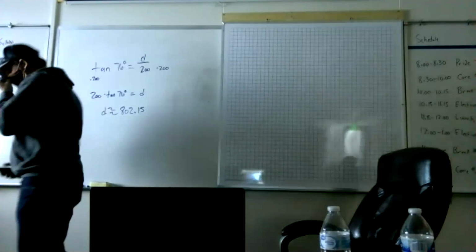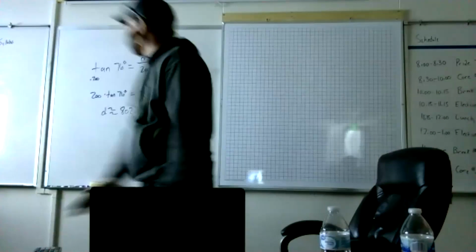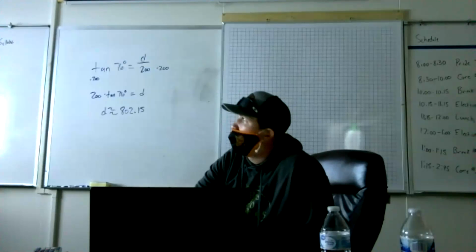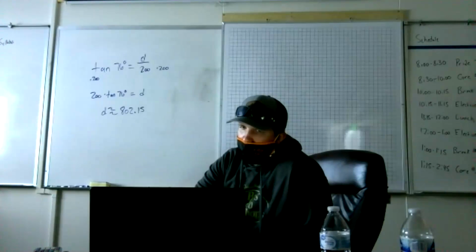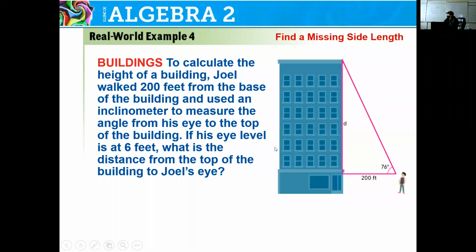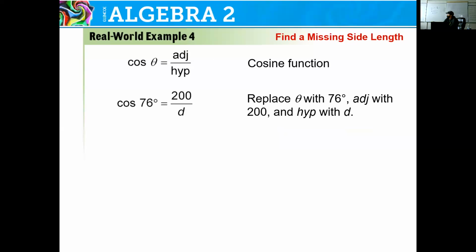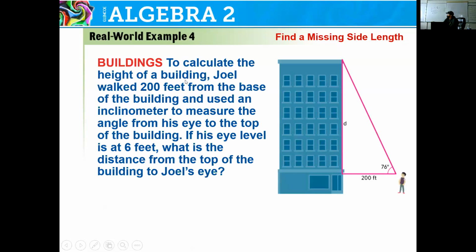Okay, and that's from his eye level. So in all reality, that building's about 808 feet because his eye level is about 6 feet off the ground. But they ask, what is the distance from the top of the building to his eye level? Why do they do that? Calculate the height of the building.